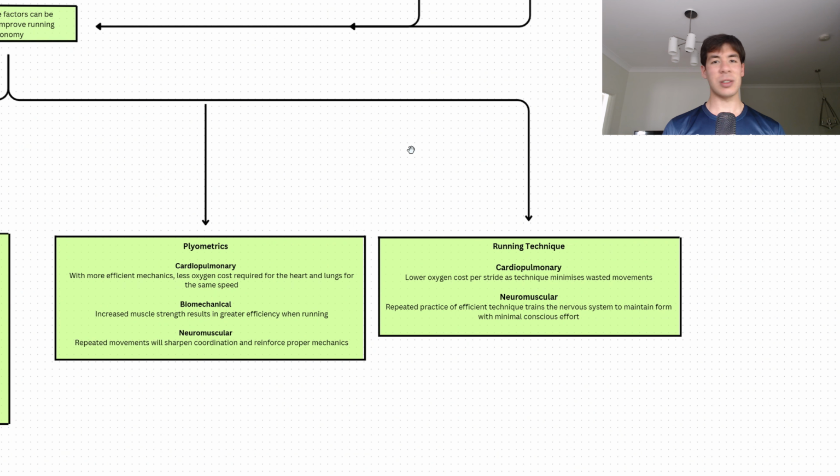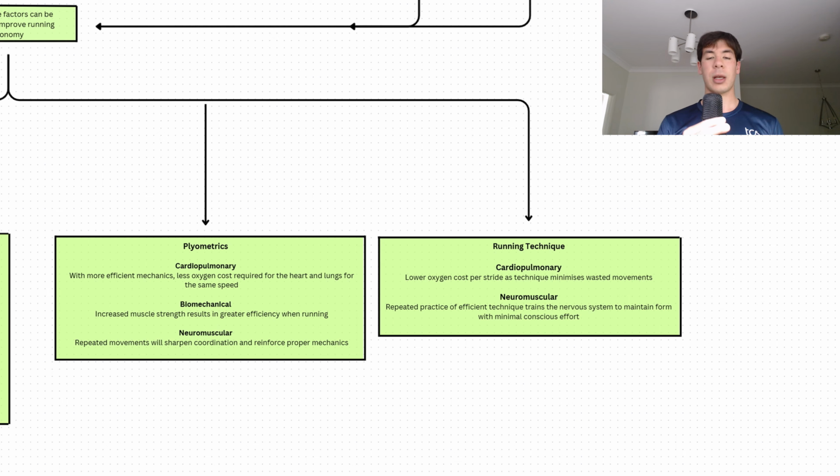And lastly, running technique. Quite simply, you just want to be improving your running technique. So a few things that I like to look for in running technique are head nice and still, arms at a nice 90-degree angle, forearm and the bicep. You want to make sure that we're not crossing our body, because if we're crossing our body with our hands, that means our hips are going to be rotating unnecessarily, which is a wasted movement.